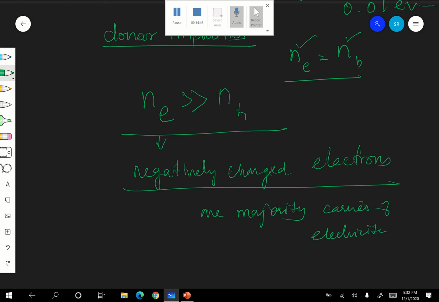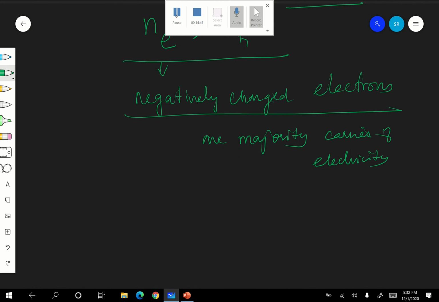Are you following? That is why it is called N-type. Negatively charged carriers are dominant, electrons are dominant. That is why it is called an N-type semiconductor. Negative charge is the majority carrier here. Therefore, that is called N-type semiconductor. Are you following? Now that is very, very important.